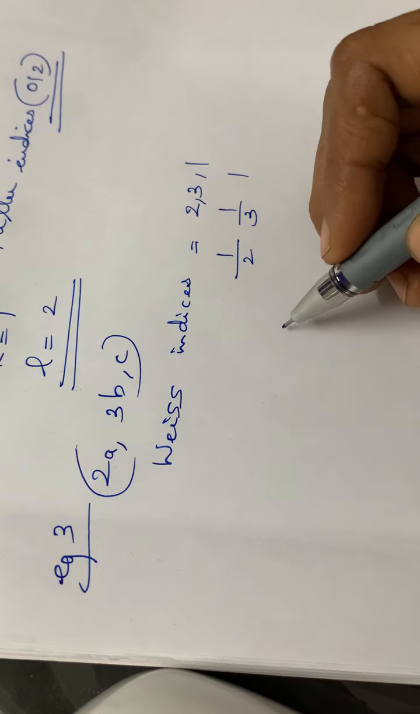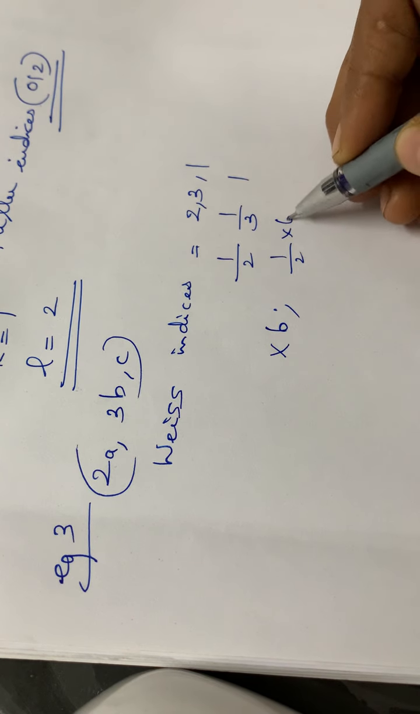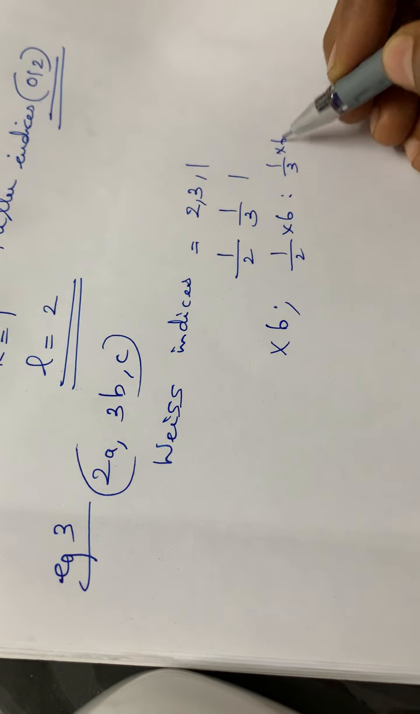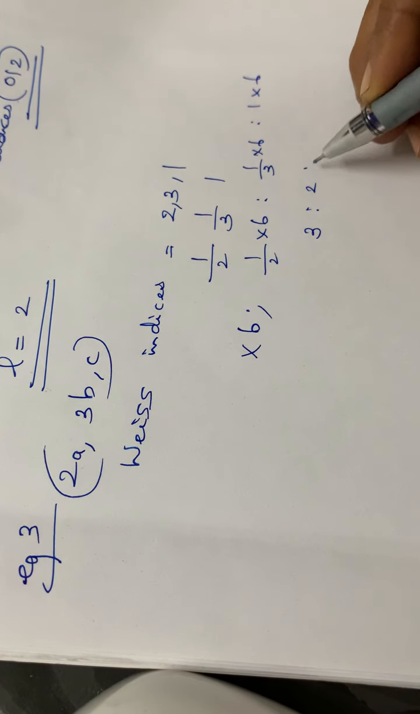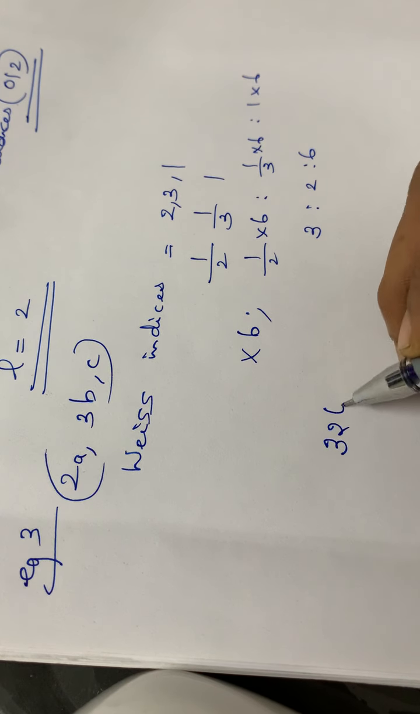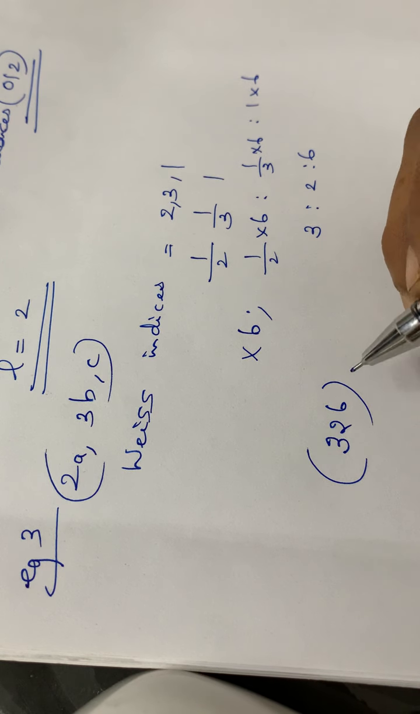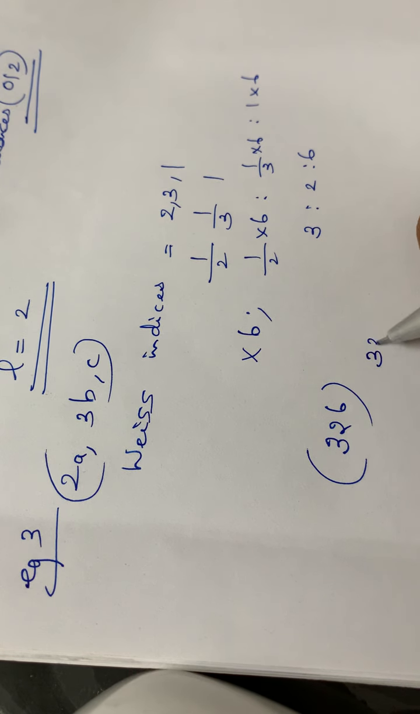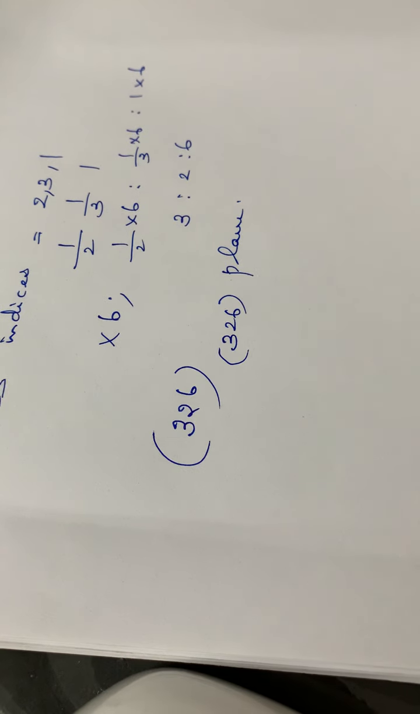Then multiplying by the LCM, that is multiplying by 6, it will be 1 by 2 into 6, 1 by 3 into 6, 1 into 6. So here it will be 3, 2, 6. So the Miller indices will be 3, 2, 6 and the plane is called a 3, 2, 6 plane. So this is how you have to calculate the Miller indices.